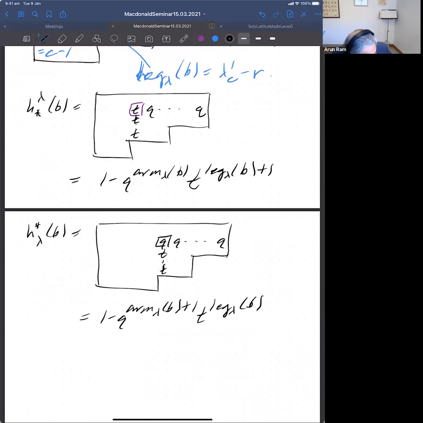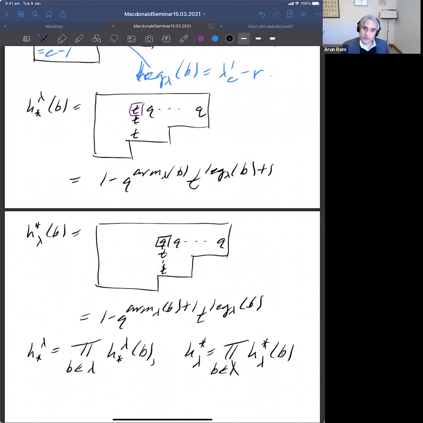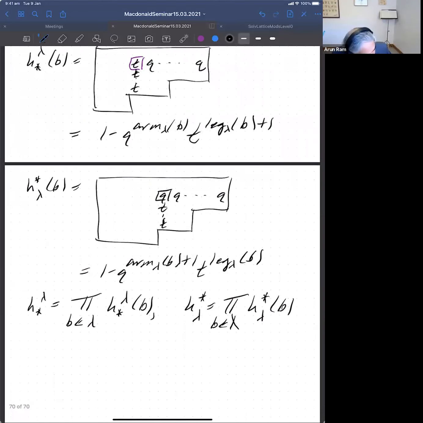So I can define the lower hook of the whole partition as the product over all the boxes of the lower hook of each box. And the upper hook of the whole partition is the product over all the boxes of the upper hook of the box. Okay, now I can write down the constant very precisely for these J's. So the J's are none other than the P's. The P's are the Macdonald polynomials. And these are called the integral form of Macdonald.